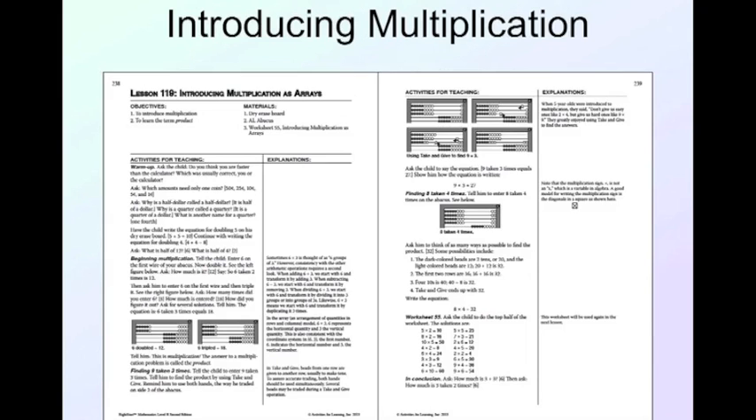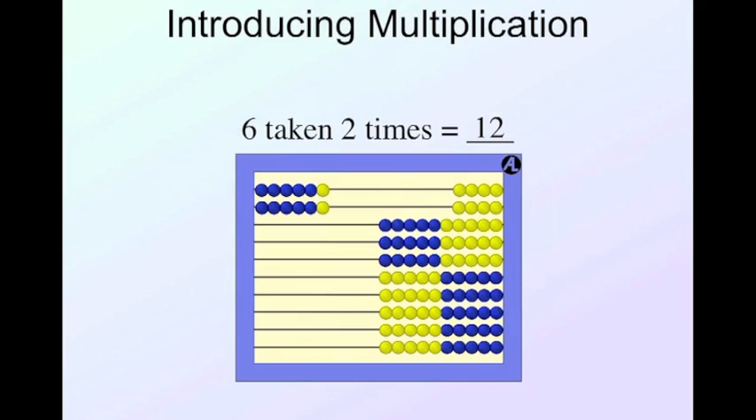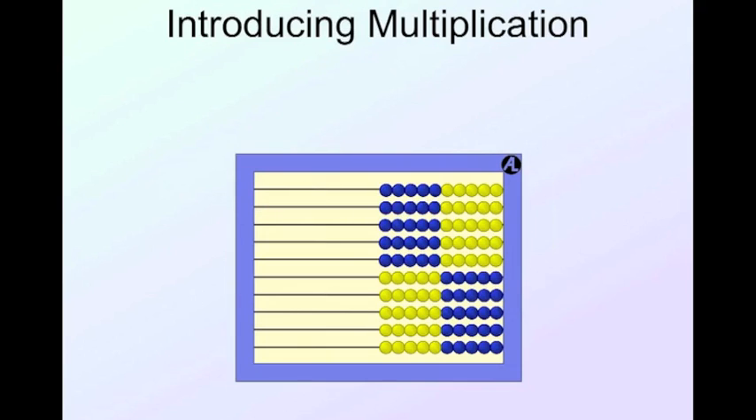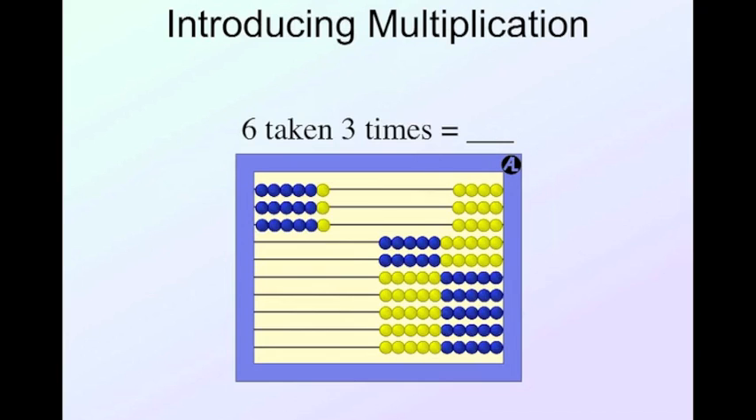All right, we're going to start out with introducing multiplication. This is actually taken from level B. So the first thing we want to do is have the child put on 6. Here we have 2 6s. You can see that the total there is 10 and 2 more, 10 with the blue beads and 2 with the yellow beads. You can call this 6 taken 2 times. And as we said, we can see the answer, it's 12.